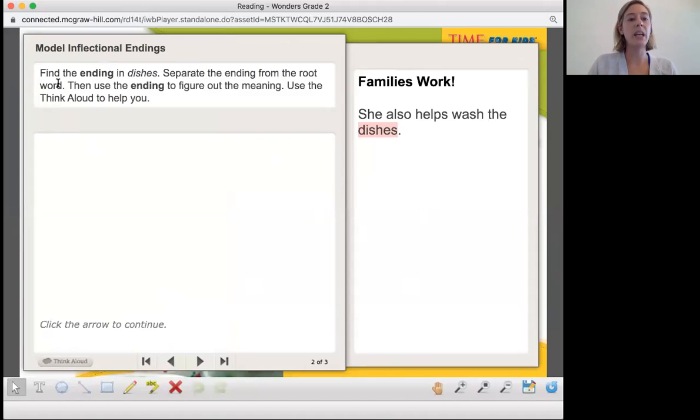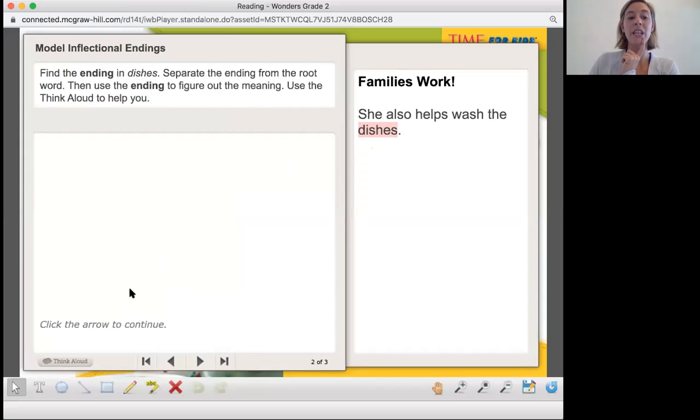The directions say, find the ending in dishes. Separate the end from the root word. Then use the ending to figure out the meaning. Use the think aloud button to help you. So the sentence we're using today is, she also helps wash the dishes. Okay? She also helps wash the dishes.